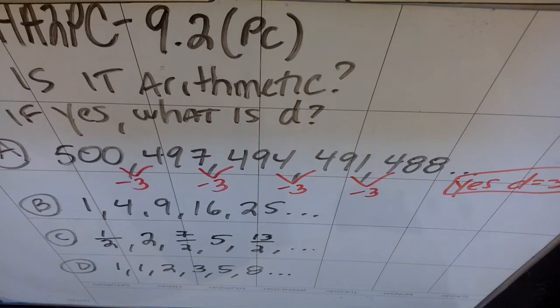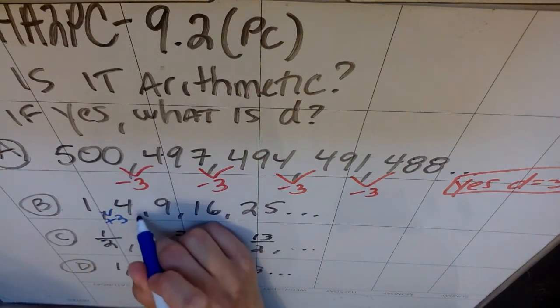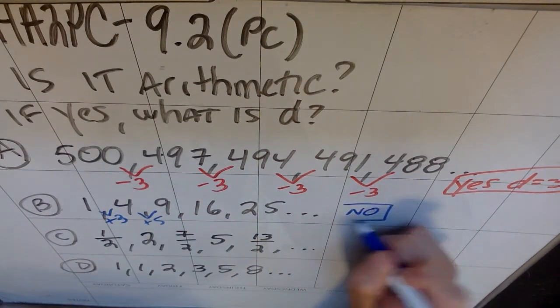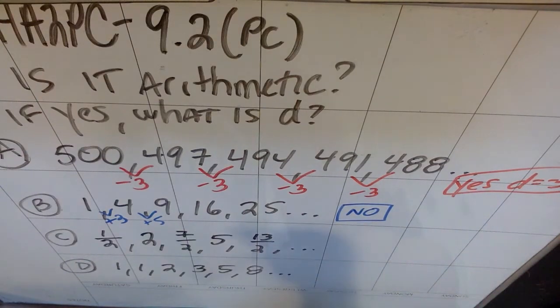For the second one, to get from 1 to 4, I would add 3, right? And then to get from 4 to 9, I'd add 5. So right away, the answer is no, there is no common difference. I don't even have to go any farther than those first two. So this is not an arithmetic sequence, right?